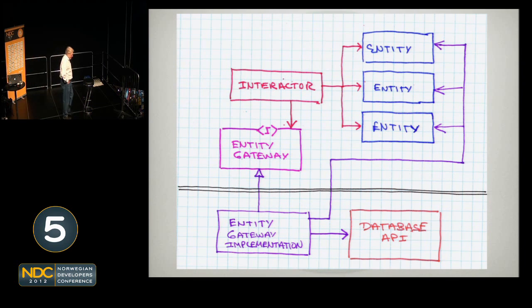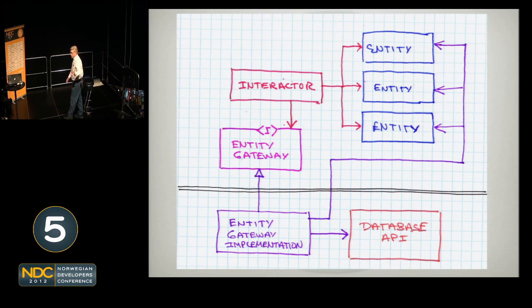How do you isolate the database? Well, it's just the same way as anything else. It's a plugin. We're going to turn the database into a plugin. Our interactors will use some interface, which we call an entity gateway. The entity gateway has a set of methods in it that represent all of the queries and all of the updates you want to do. There is no SQL above the line. There is no Hibernate above the line. If you're using nHibernate, it goes below the line.